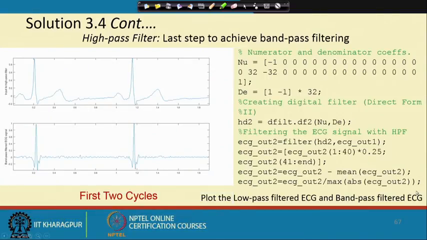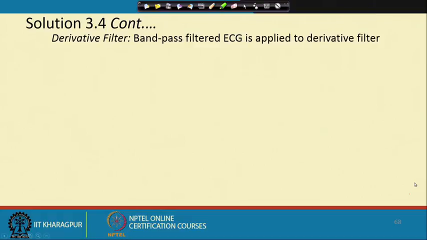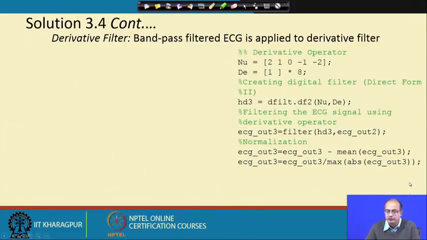Here is the plot we get. We see that the P and the T wave are subdued, and the QRS complex remains prominent, but the shape is changed after this band pass filter. So, now let us go for the next step, that is the derivative filter, which is applied on the band pass filtered ECG.